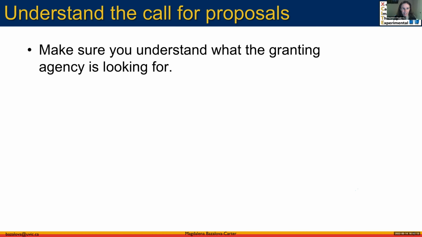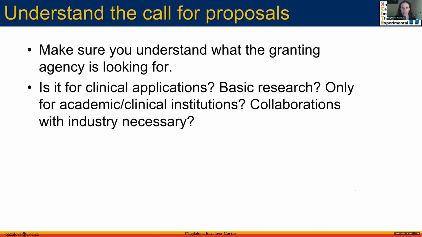So if you're looking at this call for proposals, you want to make sure that you understand what the granting agency is looking for. So for example, is this a call for proposals for clinical applications? If you're doing some basic research, this granting agency and this specific program will not be funding your basic research if they're asking for clinical applications. Sometimes the call for proposals could be geared only towards academic or clinical institutions, or maybe one or the other. So you want to make sure that you actually fit the eligibility criteria, and you can always email the granting agency.